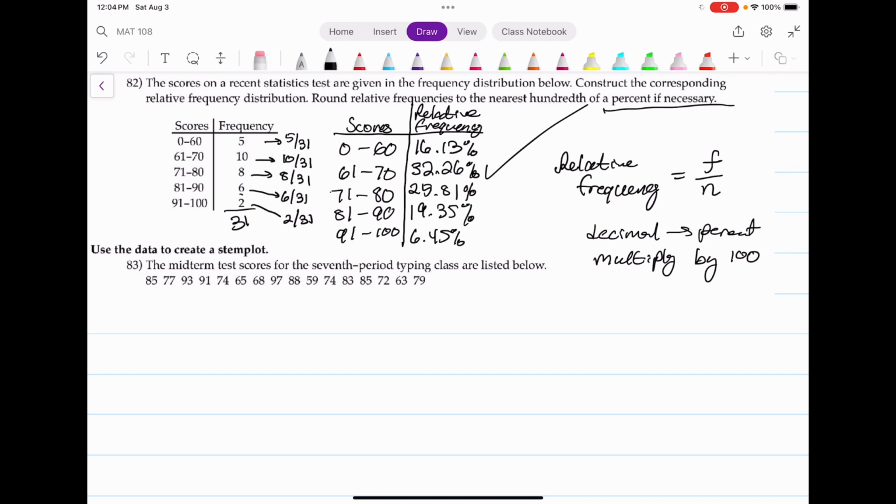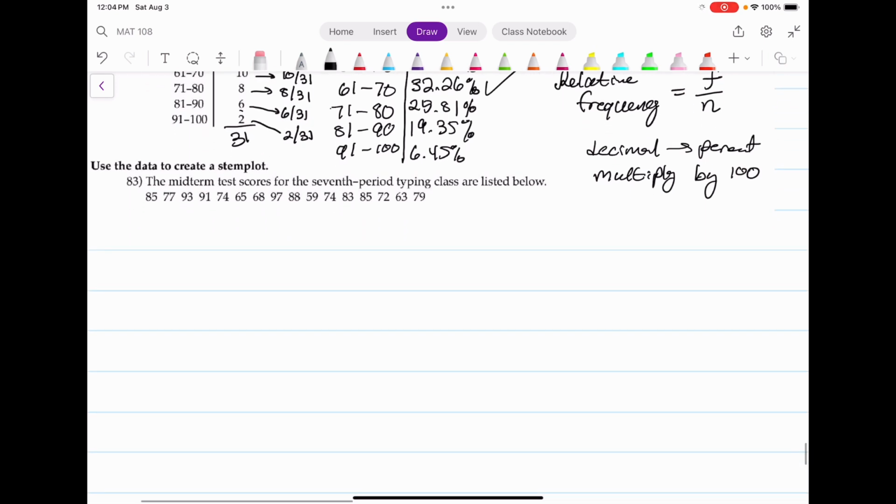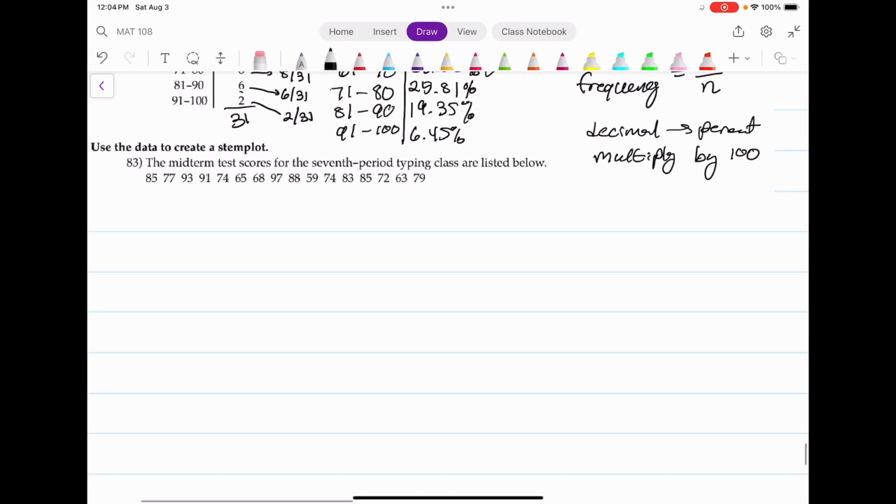Okay, number 83. It says use the data to create a stem and leaf plot. So we can go ahead and definitely do that. So I am going to draw a line where the left side of my line, that's going to be where my tens are going to go, my tens place. That's the stem. On the right side, we call those the leaves. And those are going to be for our ones place.